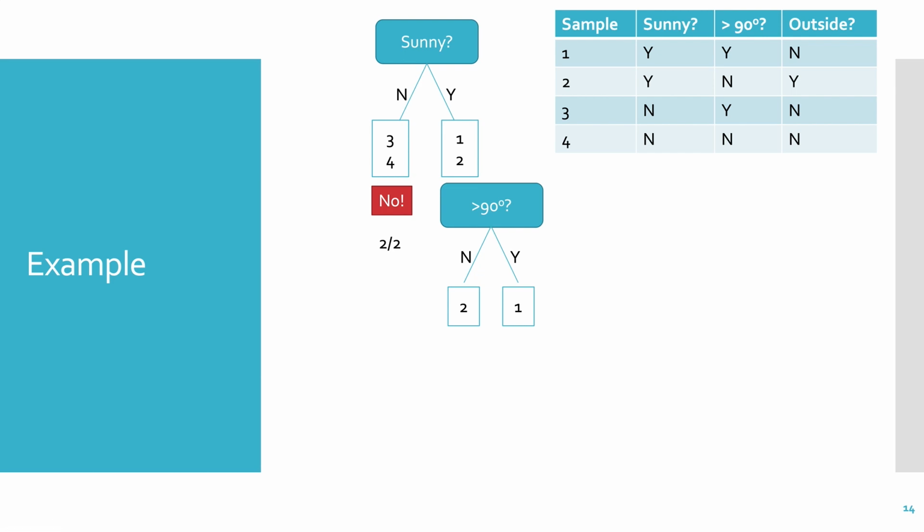On the no side, we have sample 2, and on the yes side, we have sample 1. It turns out on the left side, sample 2 has a label of yes, and on the right side, sample 1 has a label of no. So on the left side, we can say yes, and on the right side, we can say no. And now we're getting 100% on the training set.